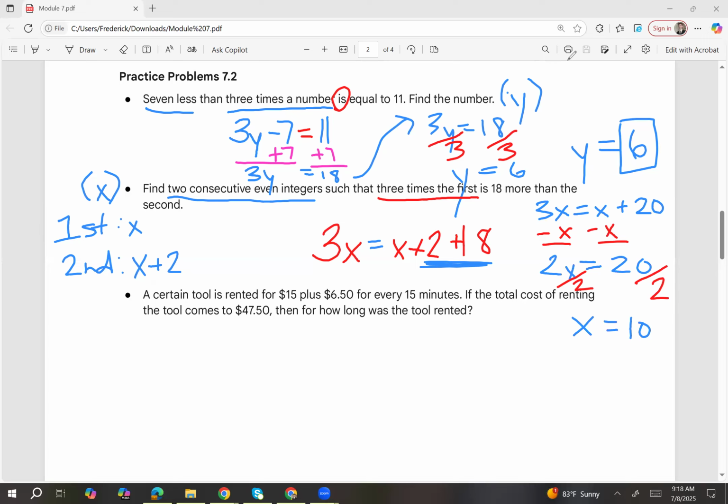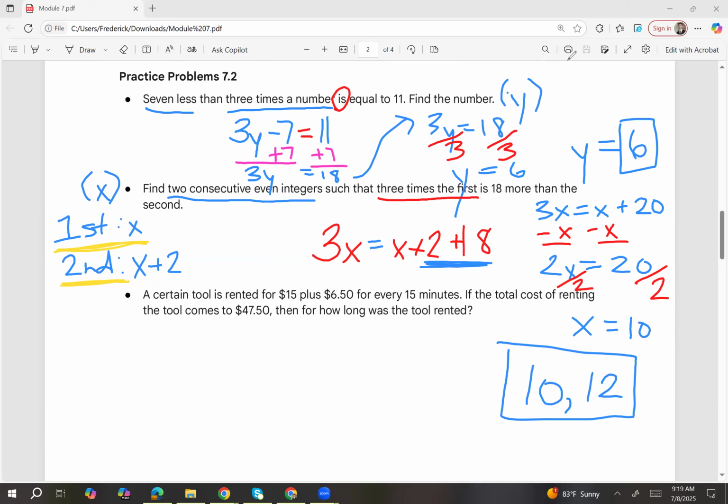Now let's trace back to what that means. Remember, our first number here was x. What is our second number in the sequence of evens? Well, 10 is the first, and then the second is 10 plus 2 for 12. And that looks good because we can recognize both of those are even integers. 12 is the next one up, looking consecutively from 10. So that checks out intuitively to have those two numbers as our final answer.